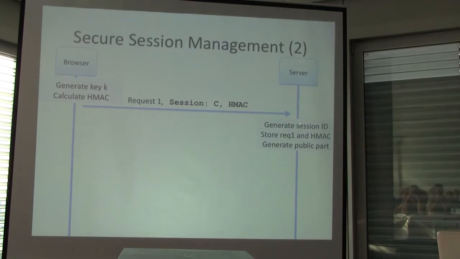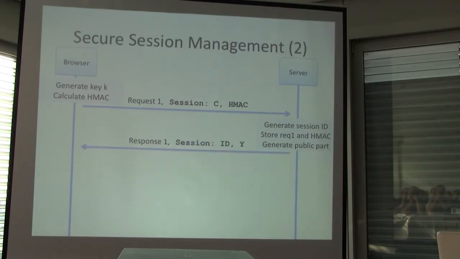The server, at this point, cannot verify the signature because he doesn't have the key. But what he does is he stores this for later, generates a new session identifier for the new session object, and generates a public part for the key exchange, which is some detail about the cryptographic algorithm, but it's not important to know what it's for.